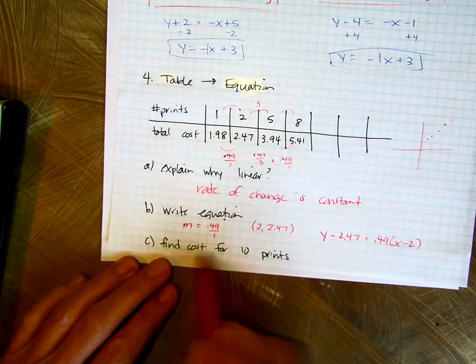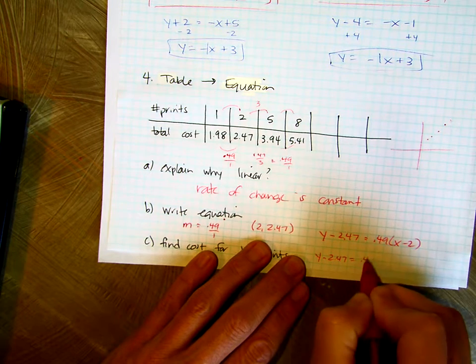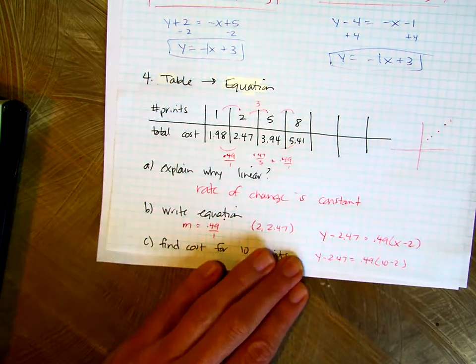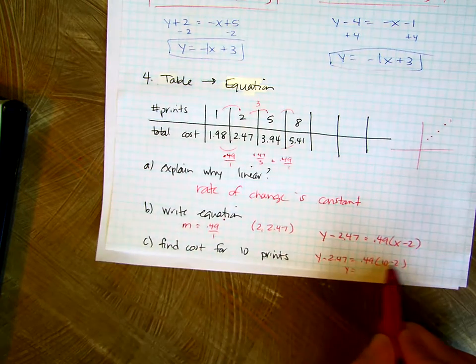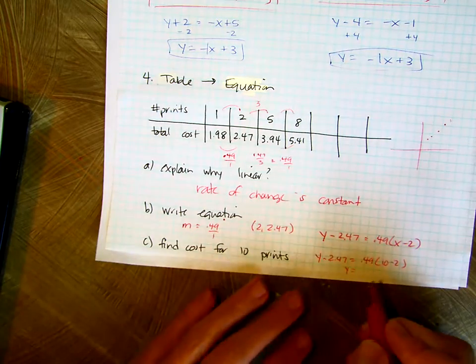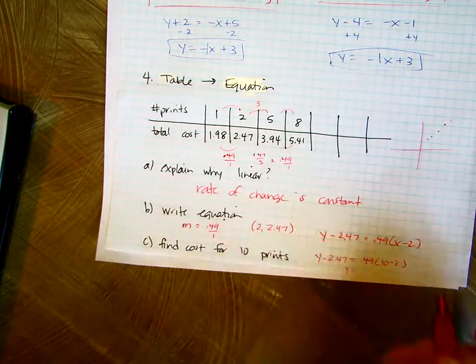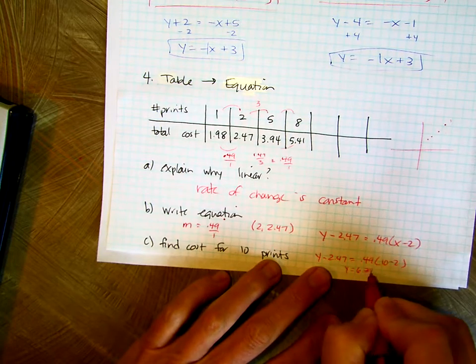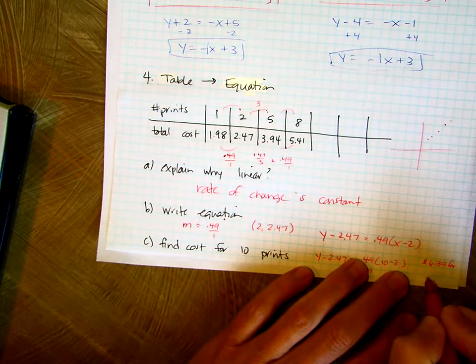And then it says find the cost for 10 prints. So y minus 2.47 equals 0.49 times 10 minus 2. And this is 8, so 0.49 times 8 is 3.92. Then I'd have to add the 2.47. Oops. 6.39. So it would cost $6.39 for 10 prints.